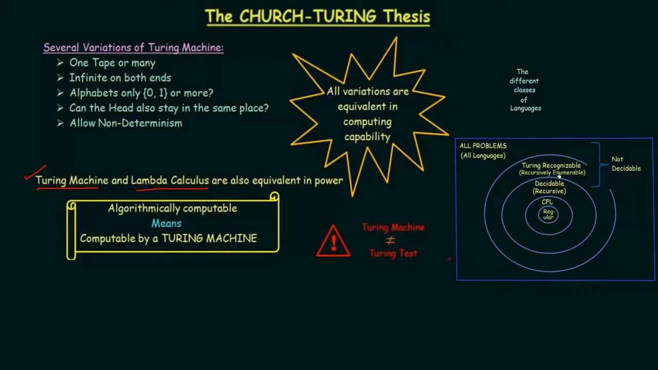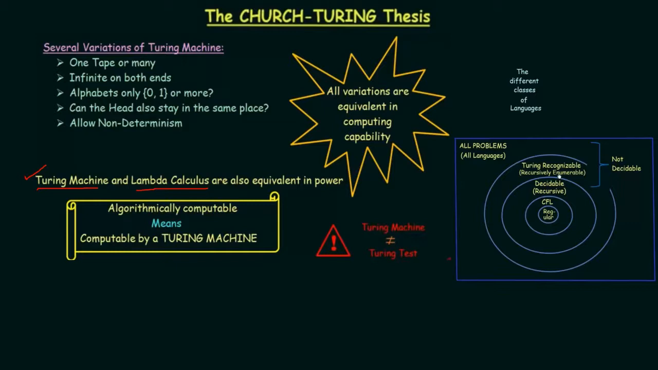Okay. Now, what are the other variations of the Turing machine? Other variations may have these features: one tape or many tapes. So far, in all of the examples and discussion, it has one tape which is accepting the strings, but it can have more than one tape. Infinite on both ends. We have seen mainly that the tapes are infinite on the right end, but it is possible that it will be infinite on the left end also.